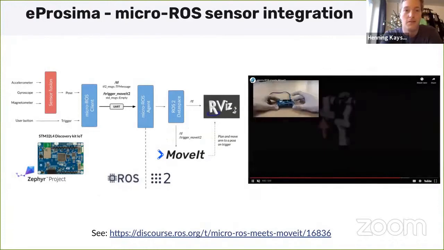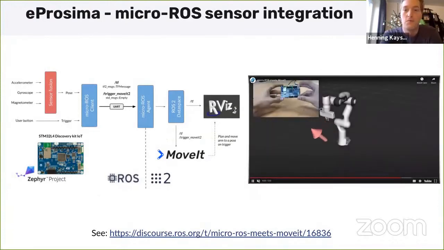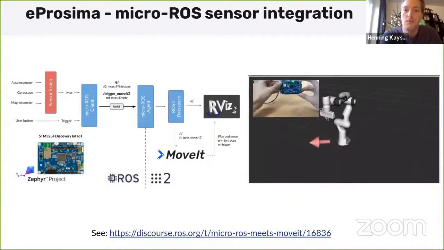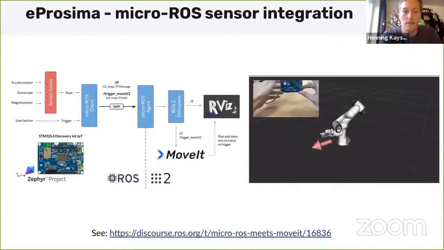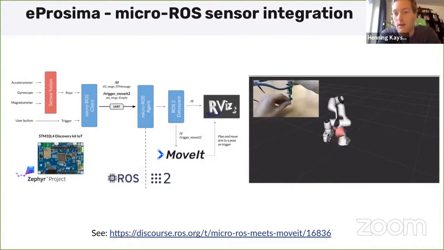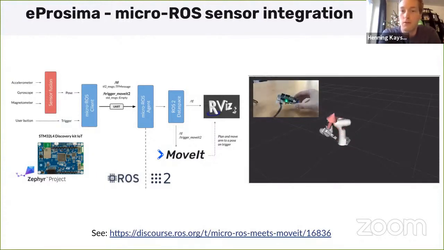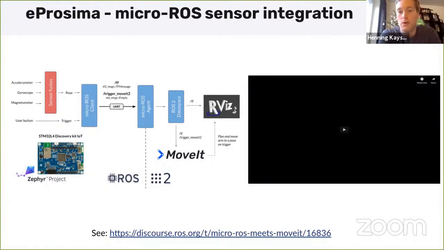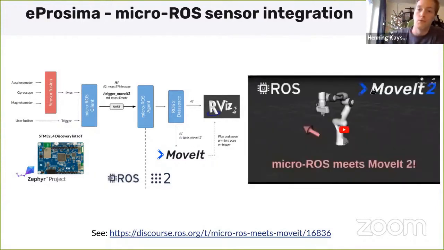And then another interesting demo. With eProsima, we're working on integrating an IMU board sensor input, which uses micro-ROS, and show what the performance is when using that as input for motions. On the right, you see the simple integration of using the IMU input as target goal poses, which are moved to using motion planning.